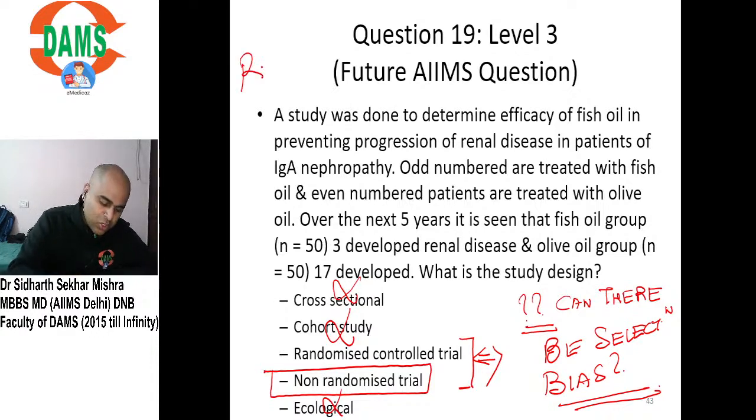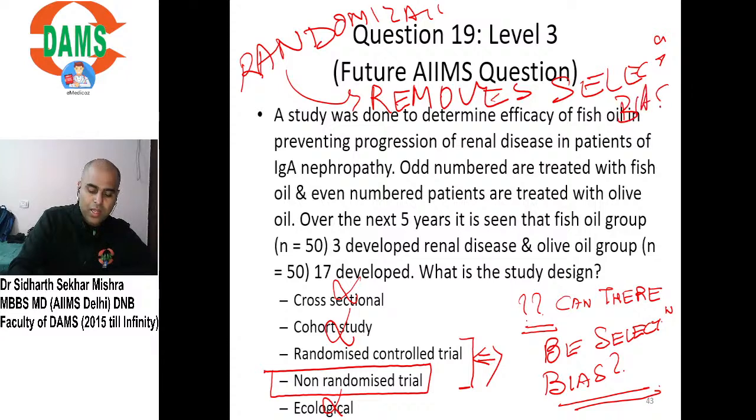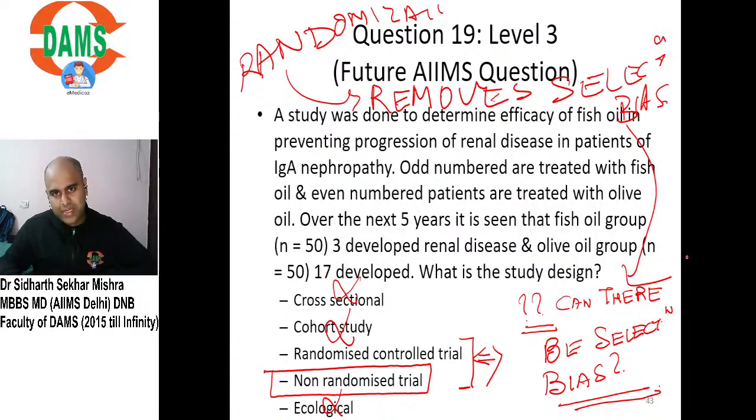Because the biggest role of randomization, all of you have mugged up that randomization removes selection bias. AIIMS just checked: do you actually understand what is selection bias? INICET questions would always be of the highest standard. Yes, so this is all for today.